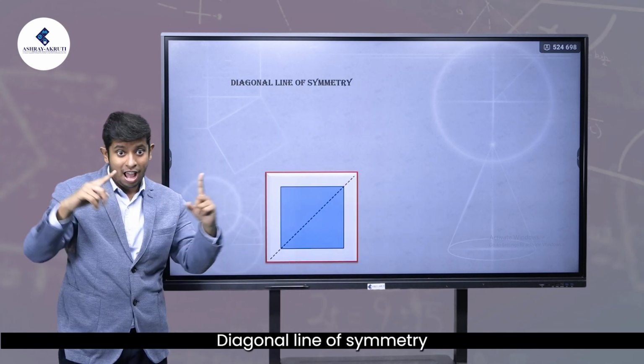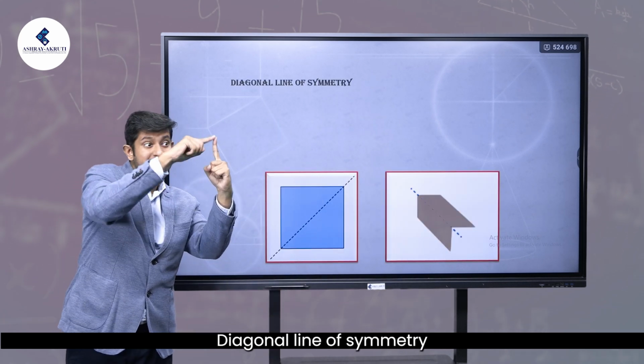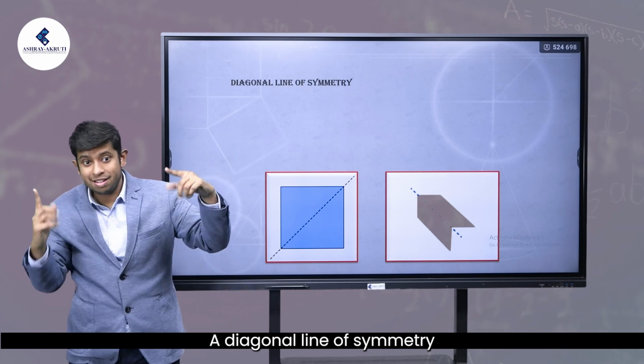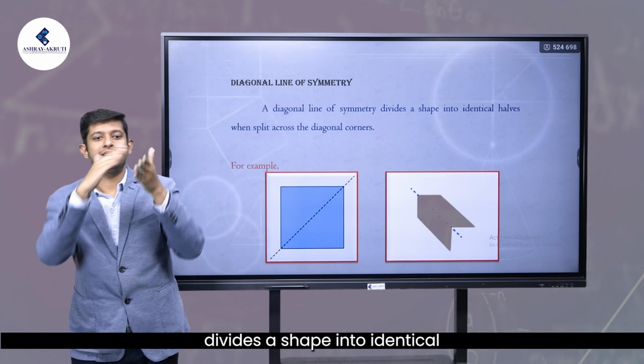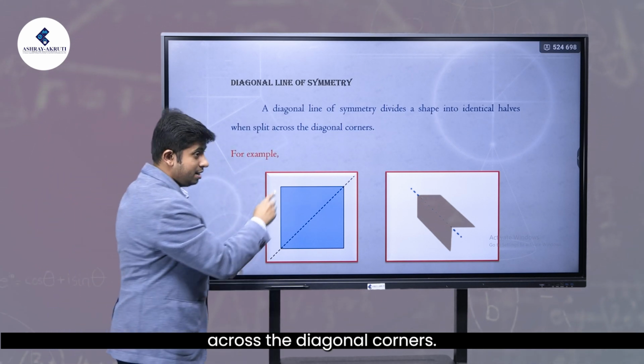Diagonal line of symmetry. A diagonal line of symmetry divides a shape into identical halves when split across the diagonal corners.